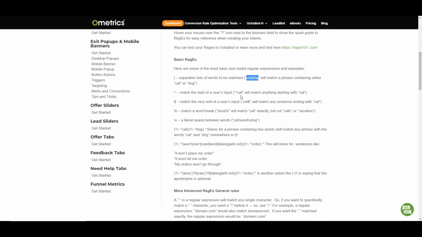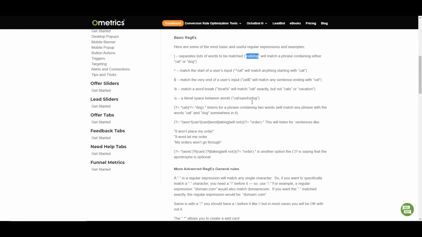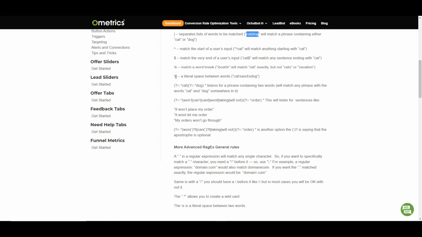The caret will listen for the cat or the word in the beginning of the sentence, and a dollar sign looks for it at the end of the sentence. So it's pretty straightforward. To match a word break with a /b, this means it's going to look just for cat. Put the /b before the word and the /b after it. So in other words, the listener will not trigger on cats, vacation, or catalog, anything that has a cat inside it. This is good for an exact phrase. The /s is if you need the space in between in the listener that you're listening for. This isn't used that often.